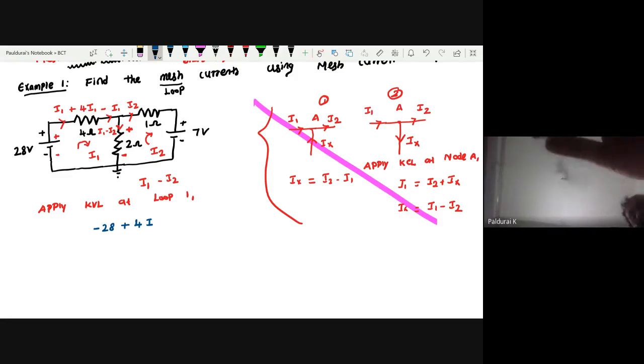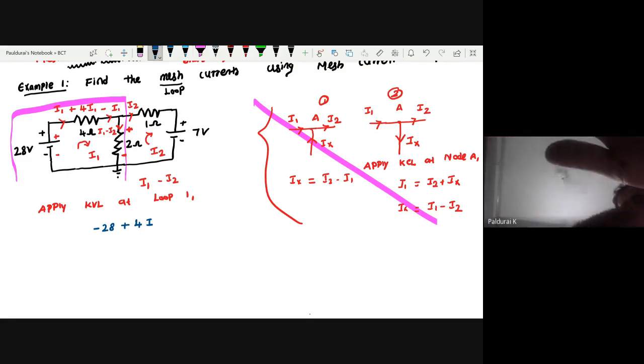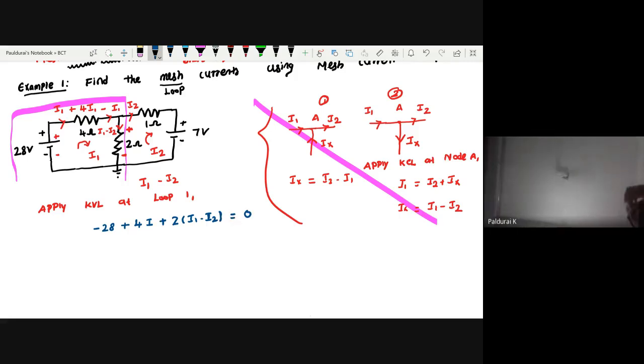Now what is the voltage drop across this 2 ohm? நான் இந்த லூப் தான் கன்சிடர் பண்றேன் இல்லையா? இந்த லூப். ரைட்? இந்த லூப்ல யாரெல்லாம் இருக்கிறா? 28 volt source, 4 ohm resistor, 2 ohm resistor. Now what is the current which is flowing through 2 ohm resistor? That is 2 times, that is I1 minus I2. Okay, I1 minus I2. Is it plus or minus? So plus. This is equal to 0. So this is the way to develop KVL for loop 1. Any doubt?